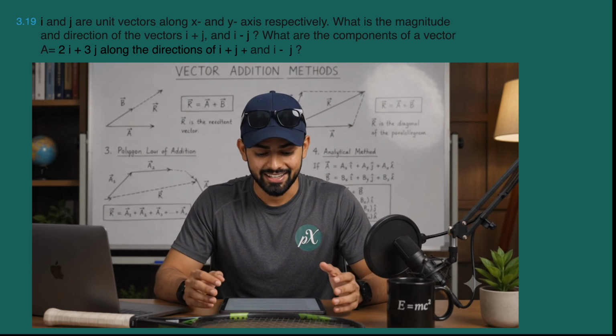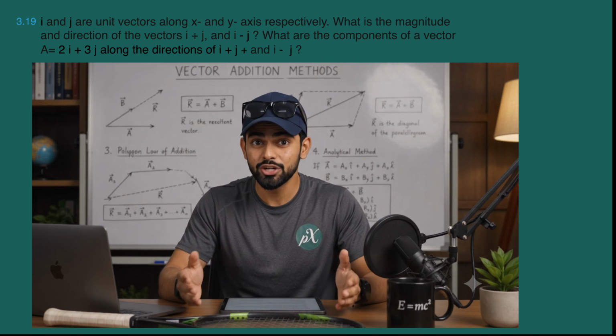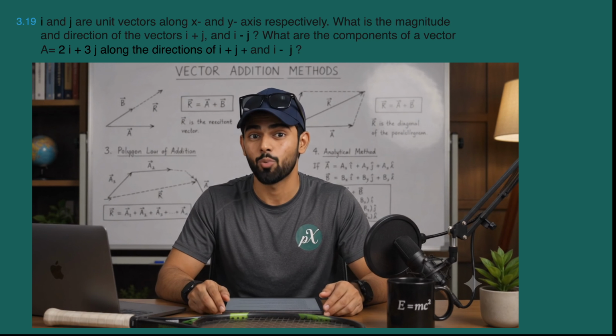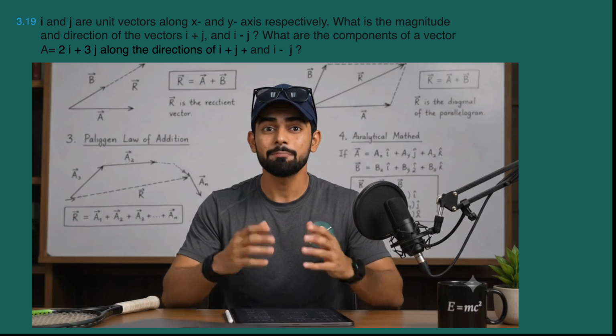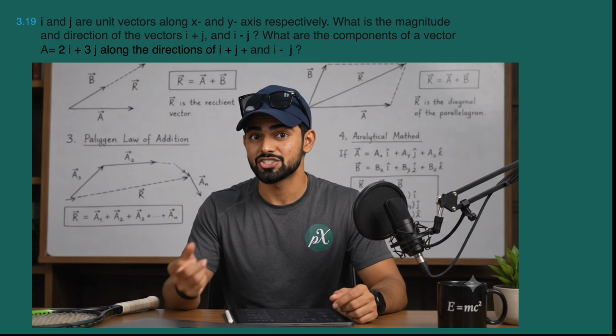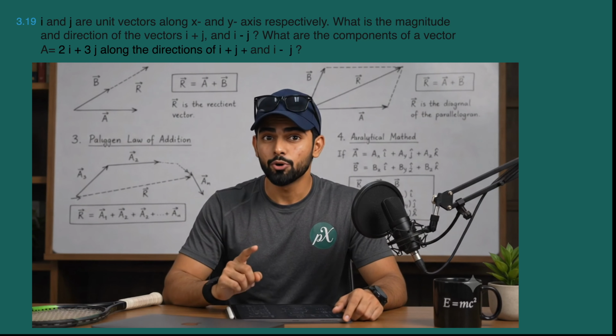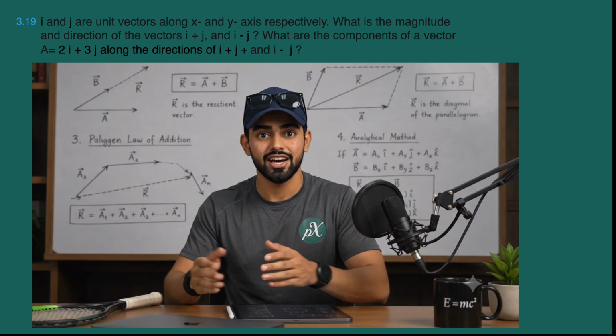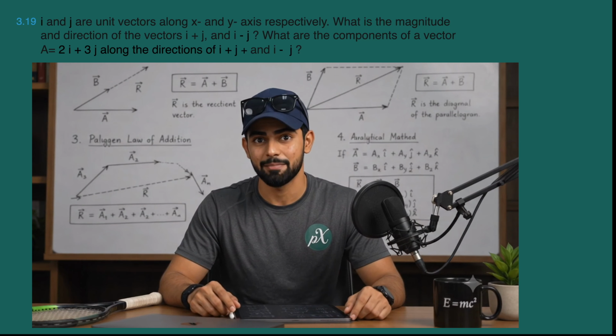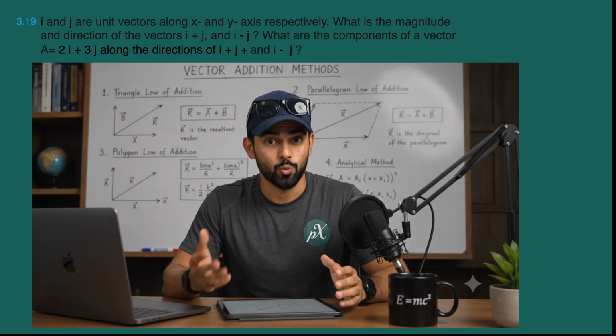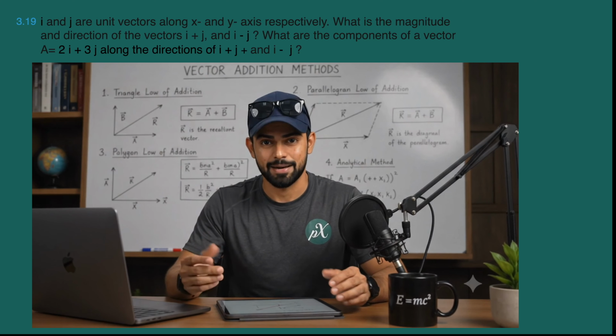Question 3.19. The vectors i and j are unit vectors along the x-axis and y-axis respectively. What are the magnitude and direction of the vectors i plus j and i minus j? What are the components of the vector a equals 2i plus 3j along the directions of i plus j and i minus j? Now that we've understood the question, let's solve it step by step.